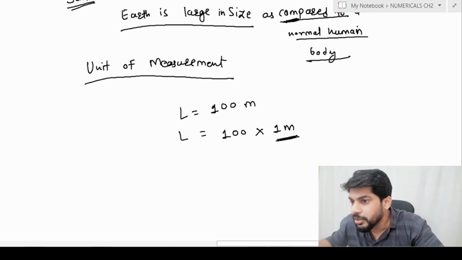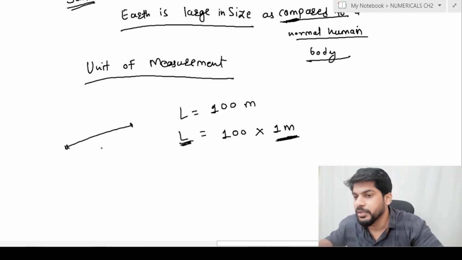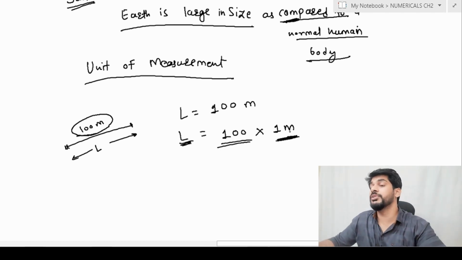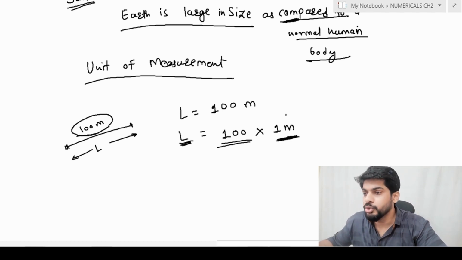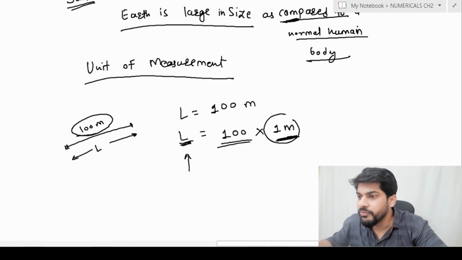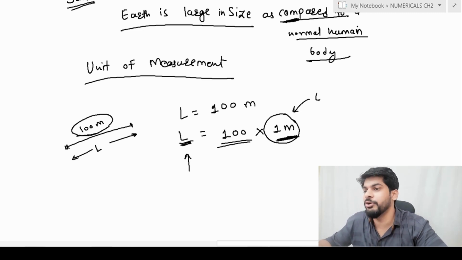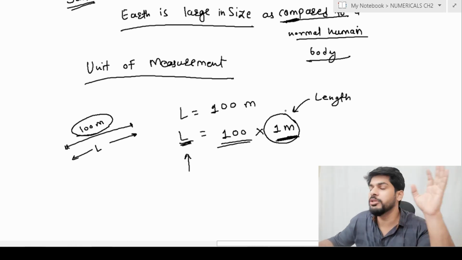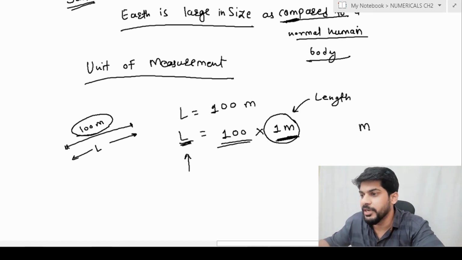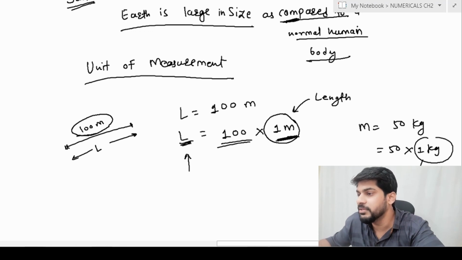Again you can see we have compared the length of the measured quantity. Right now, for example, this is the length and this is 100 meters. So it's not really 100 meters, it's 100 times 1 meter. You have compared this length with the standard of comparison, that is the unit of measurement of length, which is nothing but 1 meter. This is what you do with all the physical quantities. If you measure mass, let's say mass is 50 kg, it's not really 50 kg, it's 50 times 1 kg. Again you are comparing with the standard for comparison, that is the unit of measurement of mass.